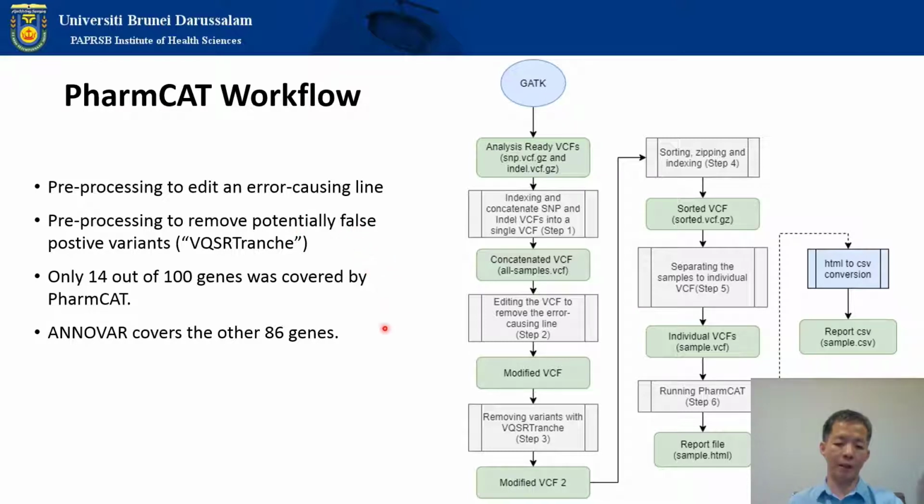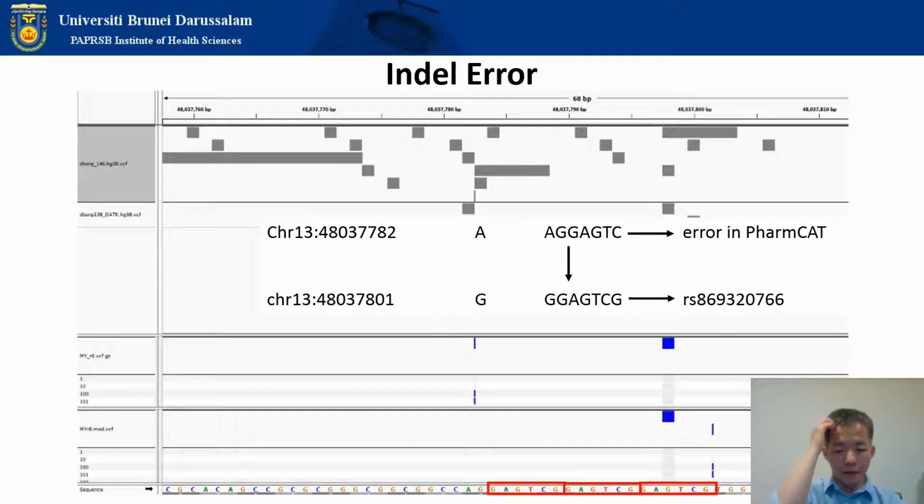The other thing that we did was to remove those that are potentially marked as false positive variants by GATK. Perhaps another point worth mentioning is that we have to remember that the FunCat program only annotates 14 out of the 100 pharmacogenes. So for the rest, we will have to rely very much on ANNOVAR. Right, so the errors.